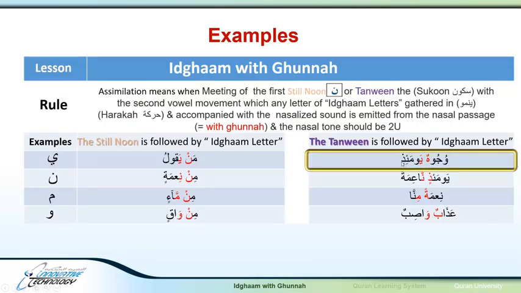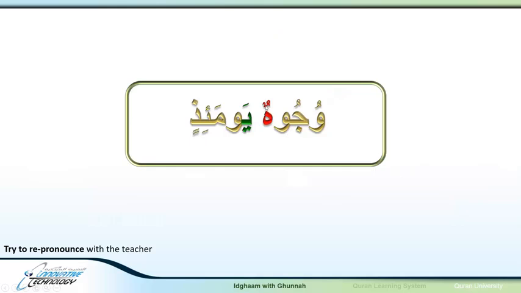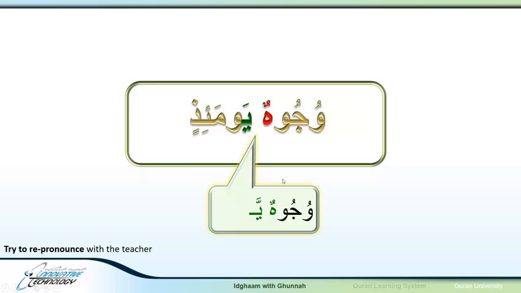First one, wujuhun yawma'idhin. Wujuhun. This tanween, ha, is with a double waw with a sign on top of it, representing tanween of dhamm, followed by a ya with fatha. Wujuhuyya. Wujuhuyyawma'idhin.